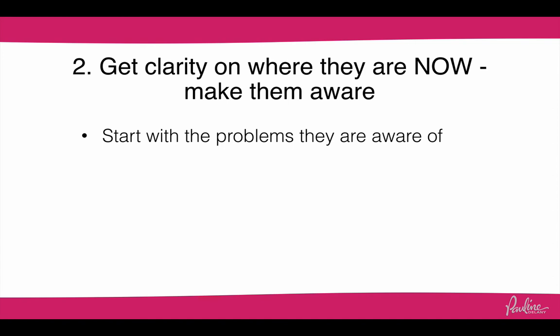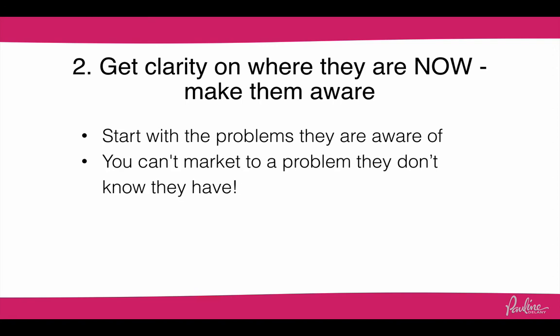You want to get clarity on where they are now and make them aware. So you want to start with the problems that they're aware of, because you can't market to a problem they don't know they have. So maybe, like I said, they want more clients, and that's the problem that they know that they have, but you know that they haven't got a clear target market. They're being too general in the way that they're talking to people online.